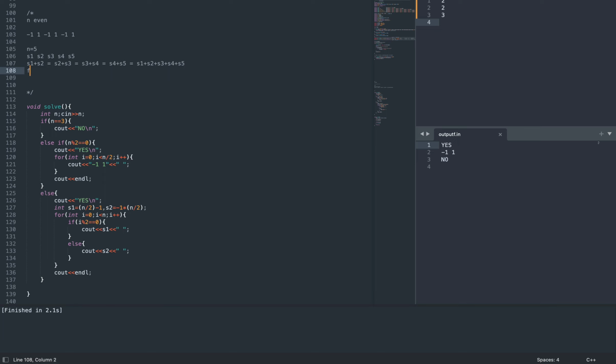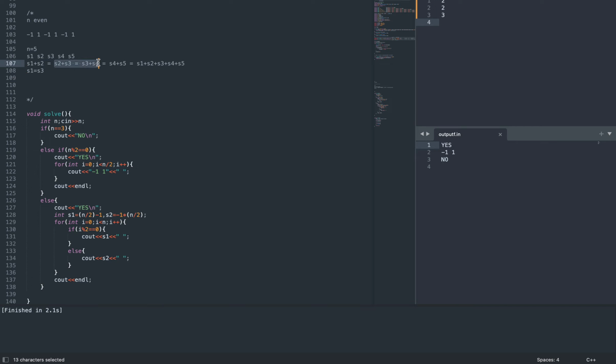Then we try to make the mathematical formula, and accordingly we generalize it for every odd number. Here s1 plus s2 is equal to s2 plus s3, which means s1 is equal to s3. Similarly, from the next equation we get s2 is equal to s4. And from the next equation we get s3 is equal to s5.